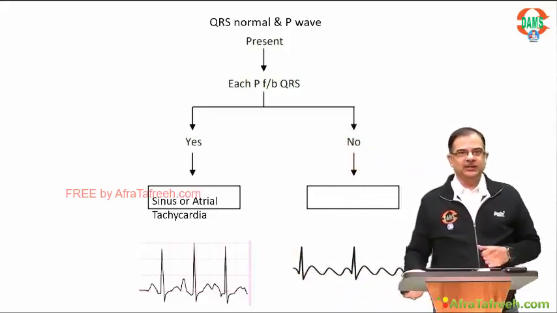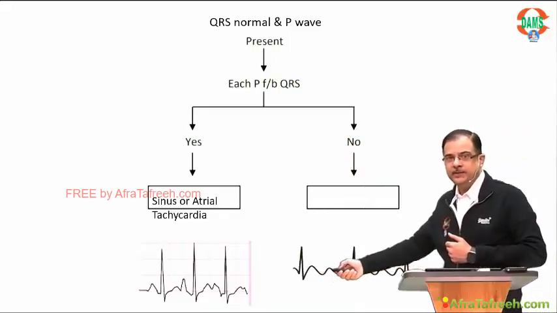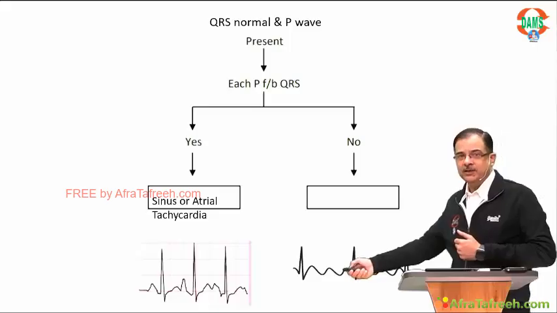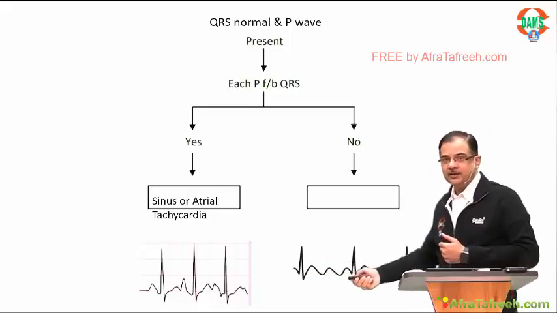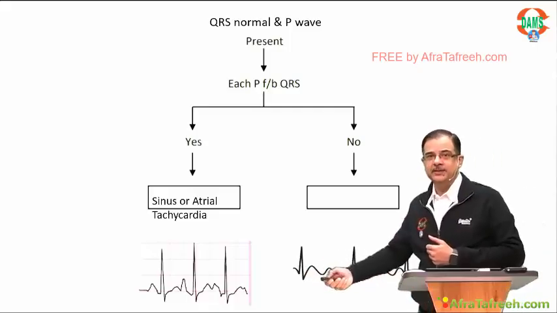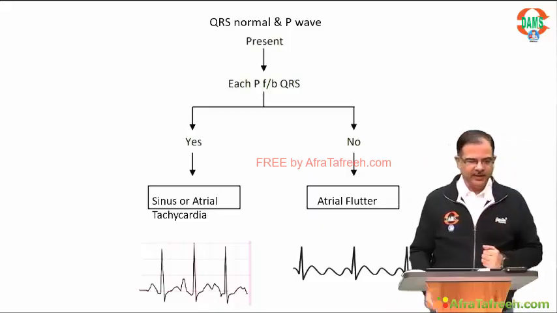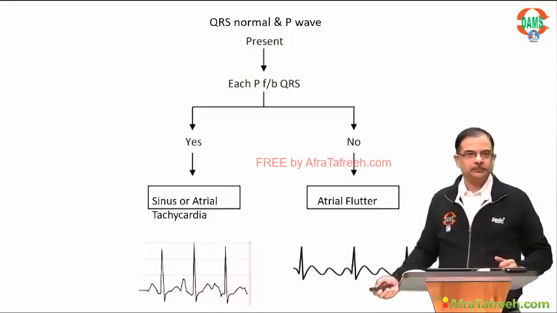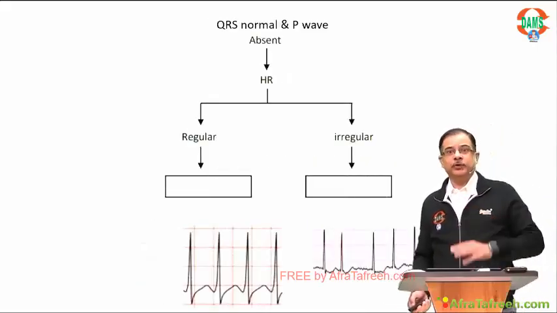While in the next diagram, each P is not followed by QRS. You can see 3 P waves are there, and after the 3 P waves, 1 QRS is coming. And these P waves have a sawtooth appearance. Sawtooth appearance. So this is atrial flutter. This is a case of atrial flutter. Sawtooth appearance.